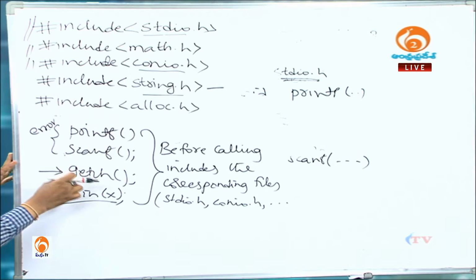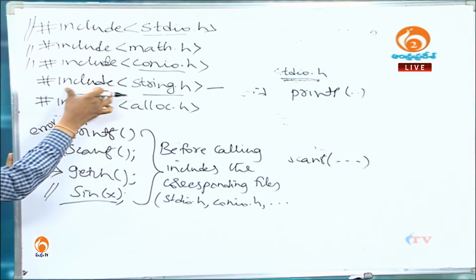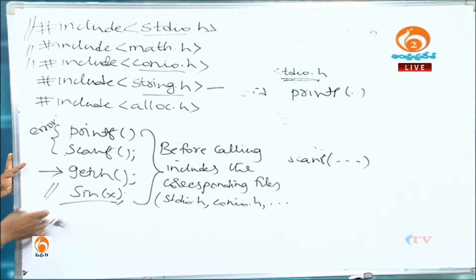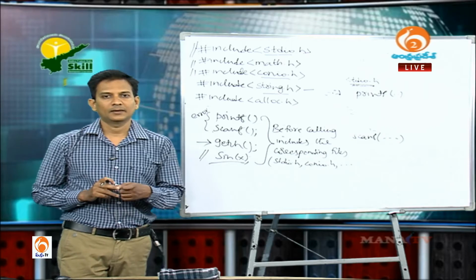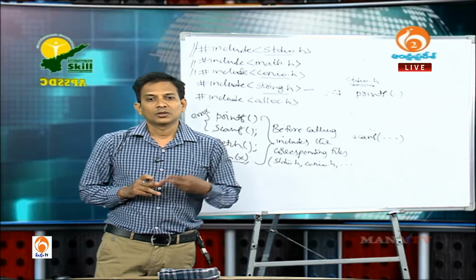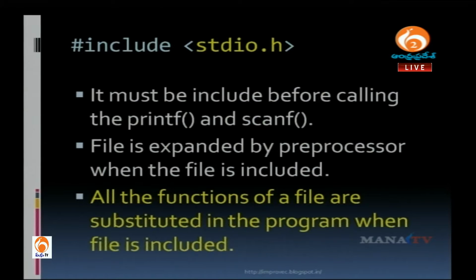So I cannot call this function without including the header files. All the functions of a file are substituted in the current program when the file is included. The file means here the header file, that is it may be stdio.h or conio.h or string.h or math.h.